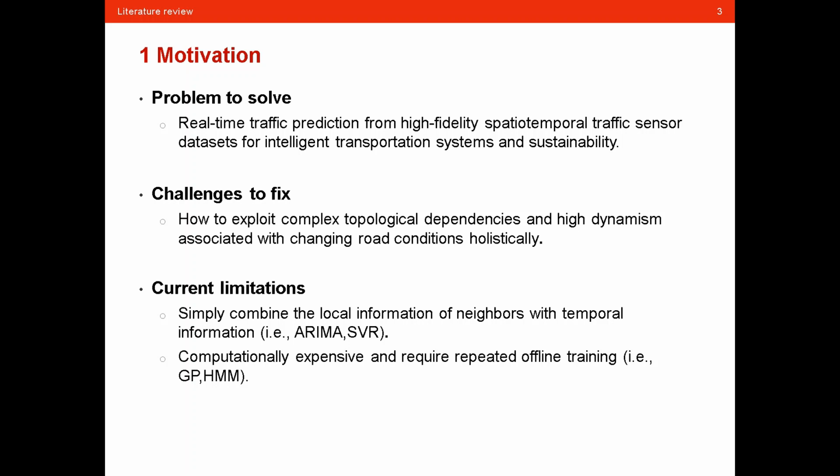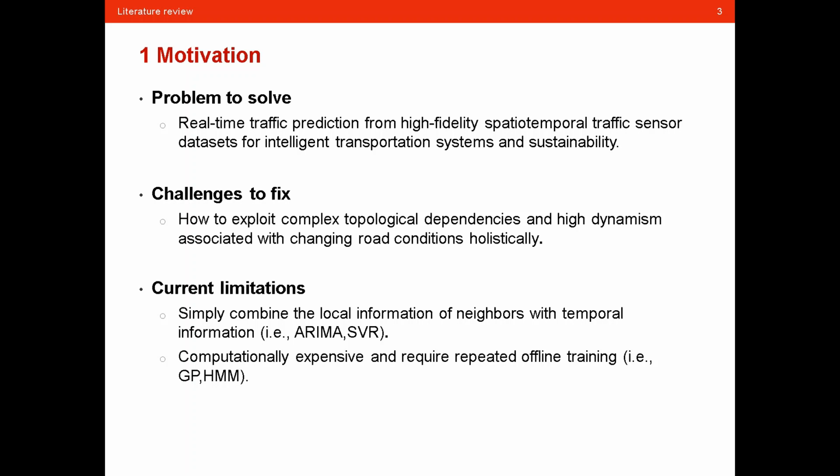Here you can see the paper wants to solve the problem of real-time traffic prediction from high-fidelity spatial-temporal traffic sensor data sets for intelligent transportation systems and sustainability. And the main challenge they want to fix is how to exploit complex topological dependencies and high dynamism associated with changing road conditions holistically.